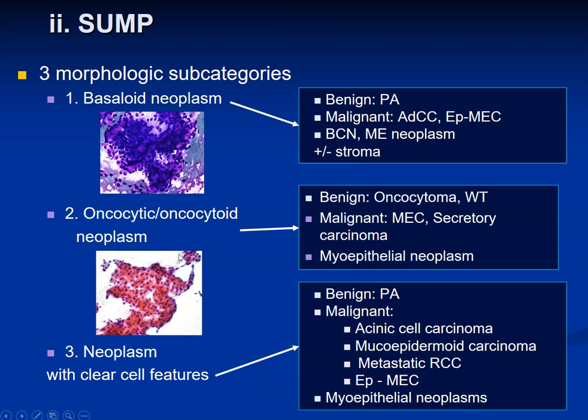The second morphologic subcategory is oncocytic or oncocytoid neoplasms. And again, you can see benign outcomes, oncocytoma, Warthin tumor, malignancies, mucoepidermoid, secretory carcinoma, and myoepithelial neoplasms. The third category is neoplasms with clear cell features, including benign lesions like PA, malignancies, acinic cell, mucoepidermoid carcinoma, epithelial myoepithelial carcinoma, and even metastatic neoplasms, and again myoepithelial neoplasms. You may notice that myoepithelial neoplasms are seen in all categories because they can have a range of morphologic features.